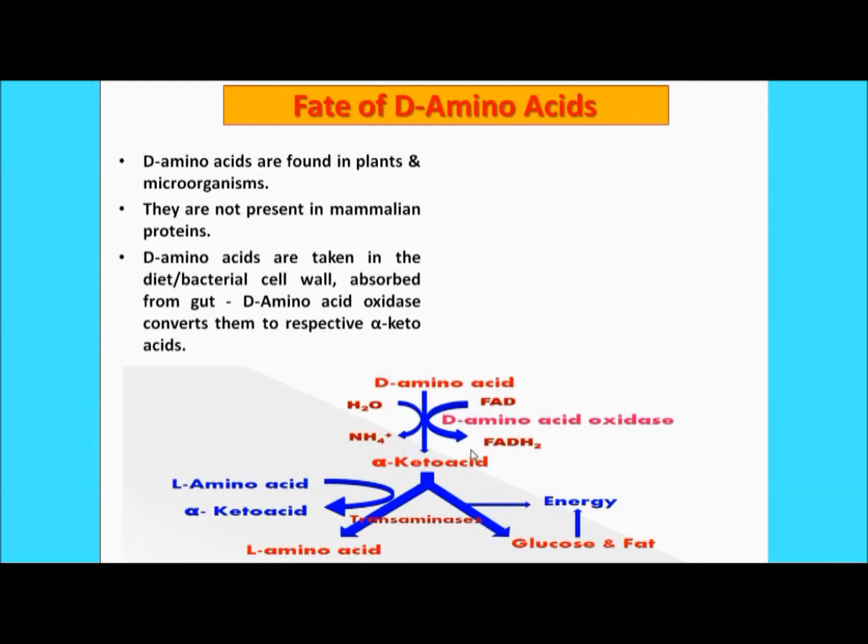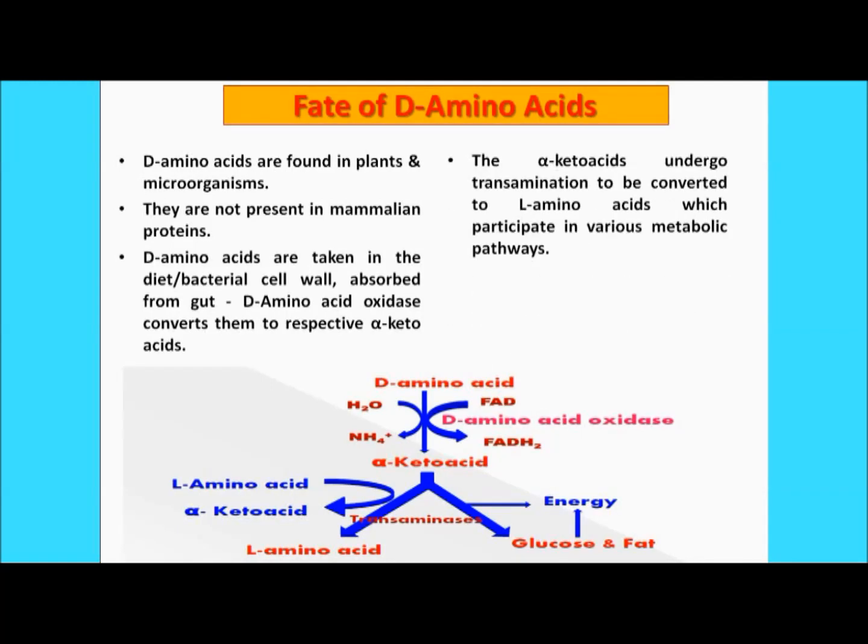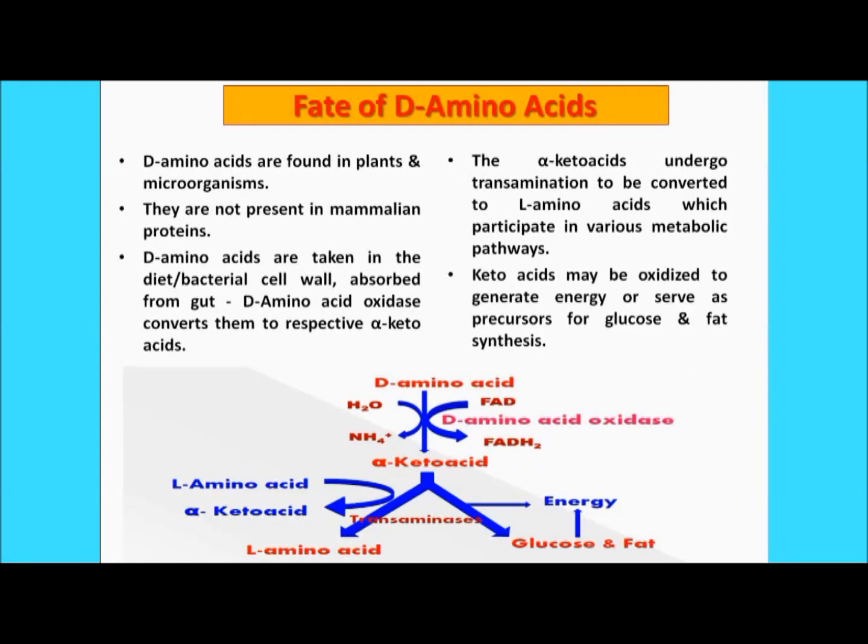So here you can see how it gets converted. This D-amino acid gets converted into the keto acid, right? This alpha keto acid can undergo transamination. Here you can see it undergoes transamination to get converted into L-amino acid, and it participates in various metabolic pathways. And this keto acid may be oxidized to generate the glucose and the fat, and this glucose can be utilized for the genesis of energy.